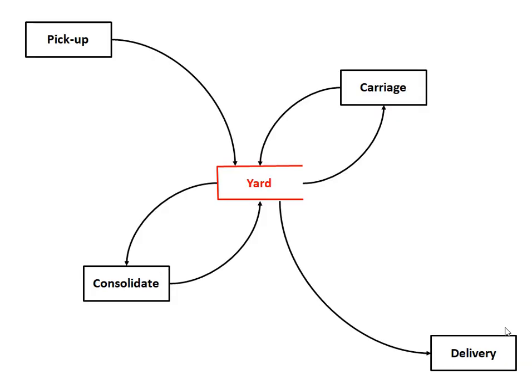Likewise, I would now depict my system differently in terms of visual flow to say, really, I've got 4 major functions feeding in and out of the yard. I pick things up, put them in the yard, take them out of the yard, deliver them to consignees, take stuff out of the yard to do consolidations, then put it back. So this is really the way the system works.